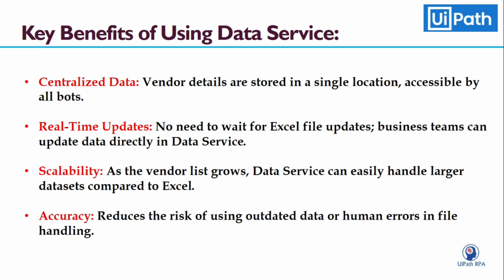Accuracy. So it reduces the risk of using outdated data or human errors in file handling. In an Excel file, if you are updating, it might not be saved properly, because if you are using OneDrive and it is not synced properly, it will be outdated data, right? Or the business shares that file with you, but you forget to update that Excel file, so that will be a problem. So you can reduce the risk of using outdated data or human errors. The business user can directly update there, right? And you can work on that. Or if the business user is sending you an email, then you can also work on that and reply to them.